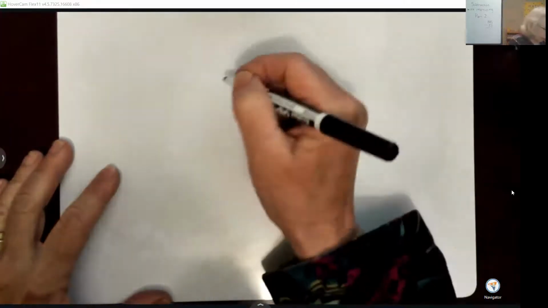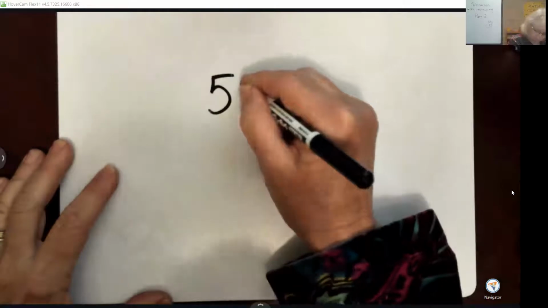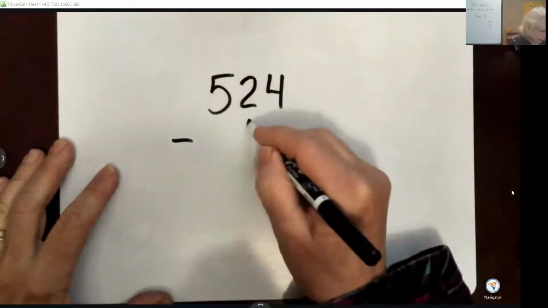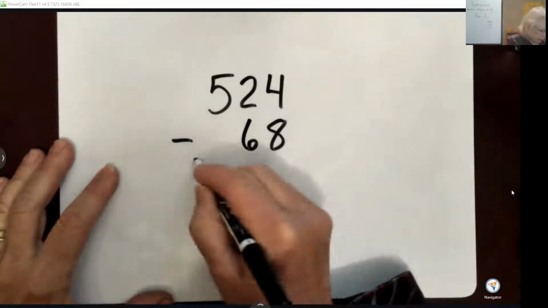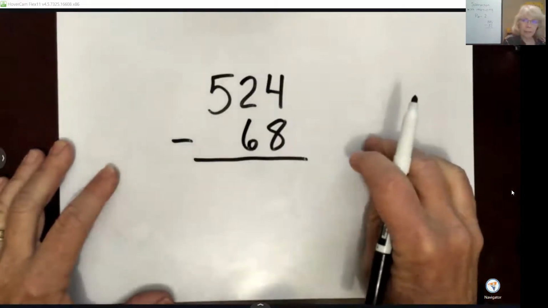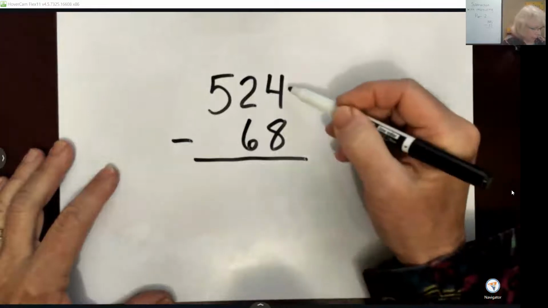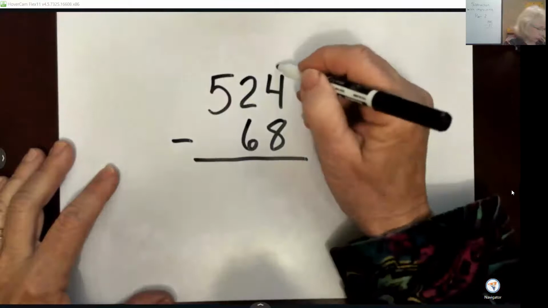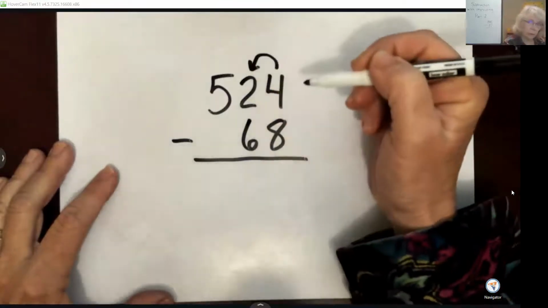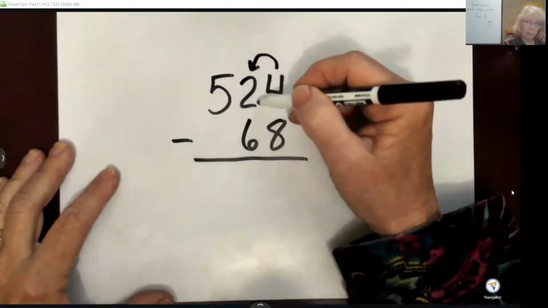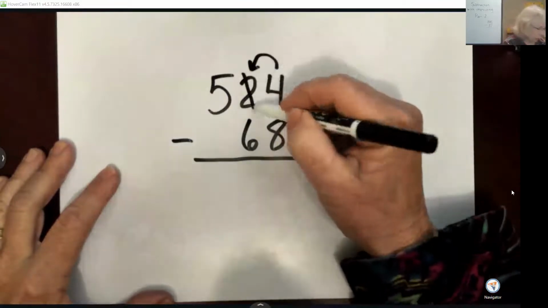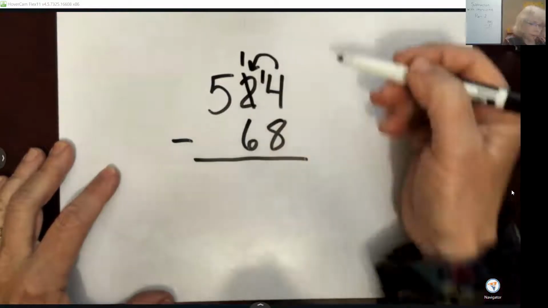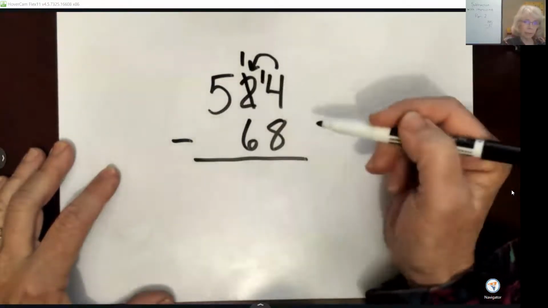Okay, our second problem is 524 minus 68. Okay, here we go. 8 is bigger than 4, so we need to borrow. So we are going to go next door, knock on the door, say, Mr. 2, can I borrow one? Mr. 2 says, yes, sure. And it becomes a 1. He also loans 1 over here, and my 4 becomes a 14.